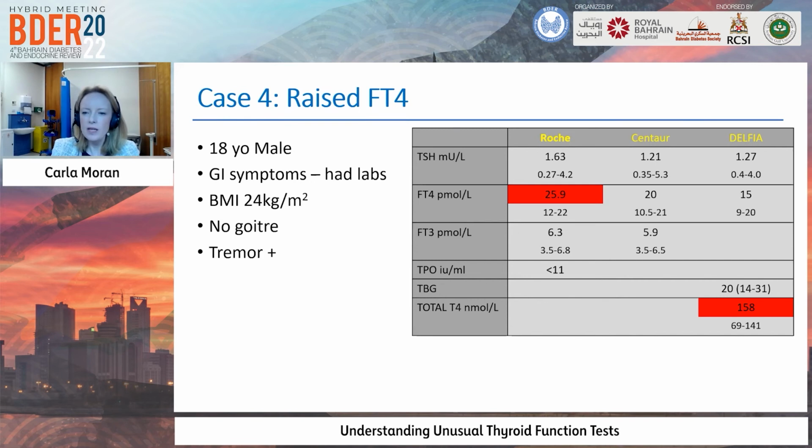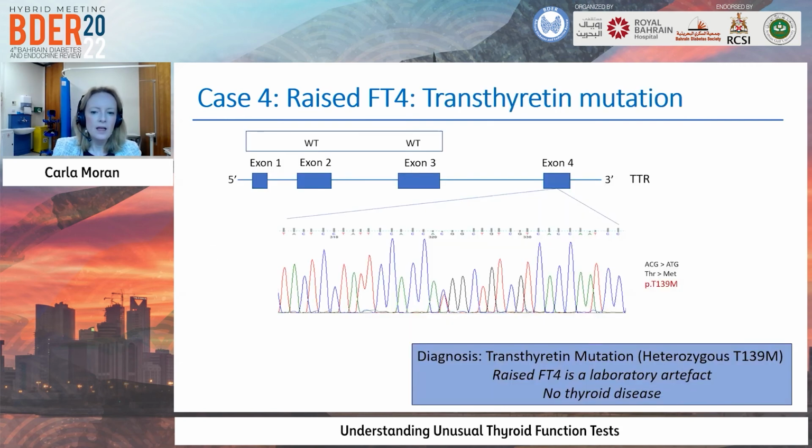So this made me suspicious that he had assay interference in T4, but that perhaps it was related to a binding protein abnormality because of this raised total T4. So we measured TBG and that was normal. So that leaves us with a possibility of an albumin mutation or transthyretin mutation. So we had genetic testing for both of these. And he was found to have a mutation in the gene that encodes the transthyretin protein. And this was a known mutation. And so his raised free T4 is a laboratory artifact.